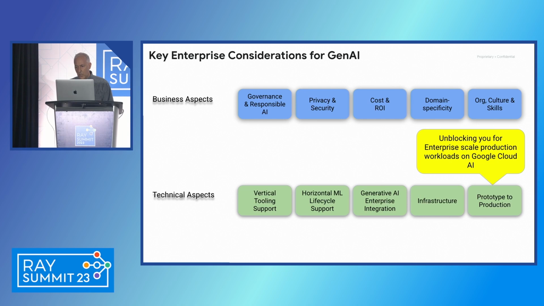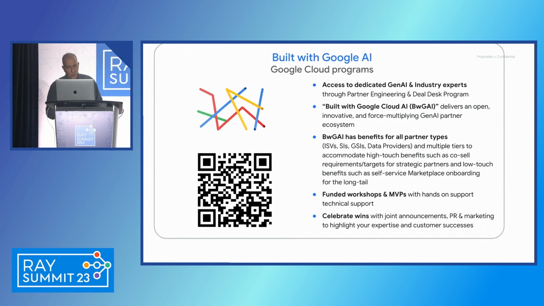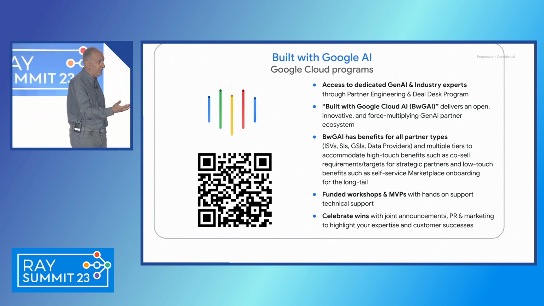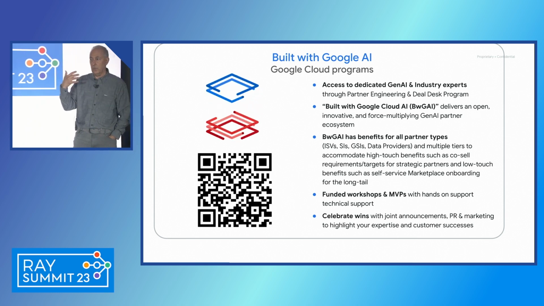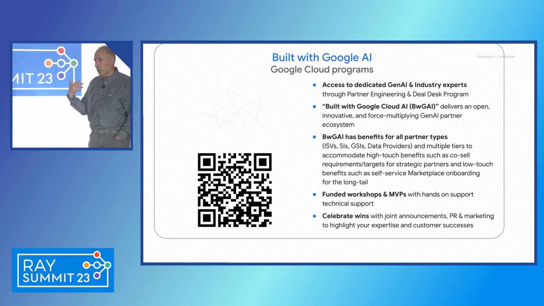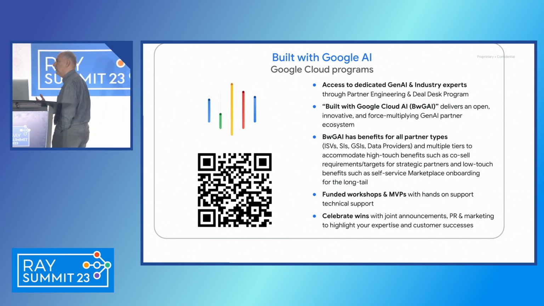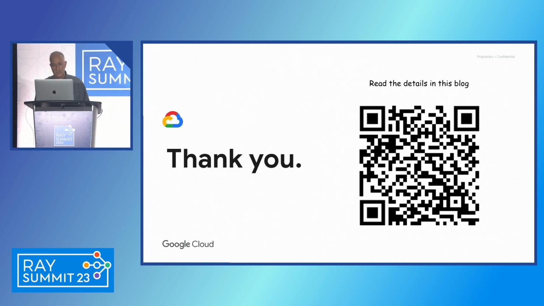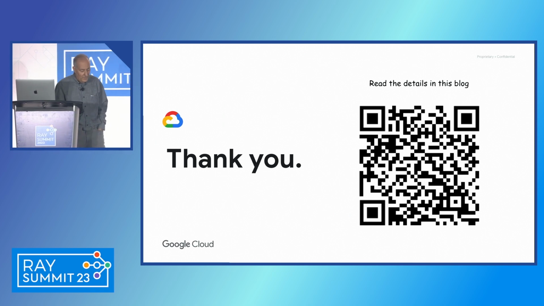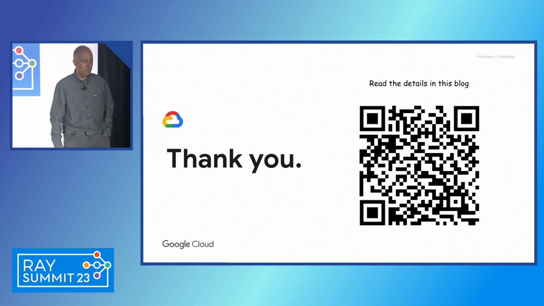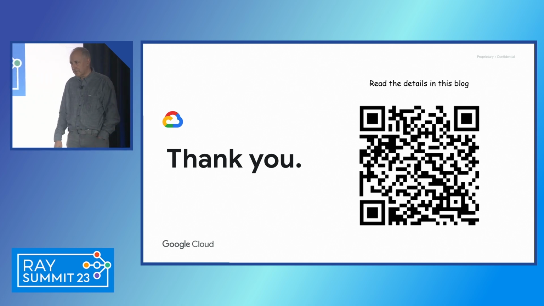And then to unblock you for enterprise scale production workloads, there's a program that we have called Built with Google AI. So if you are a company who would like to work with us, we have a program where we unblock you and enable you to succeed with these types of capabilities. And with that, we are a few minutes early, so time for questions, if you have any.